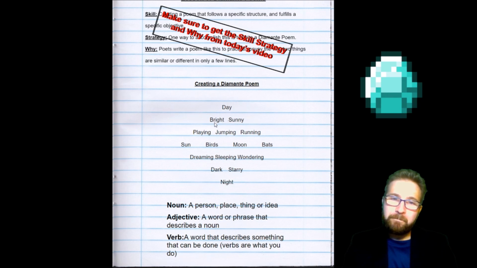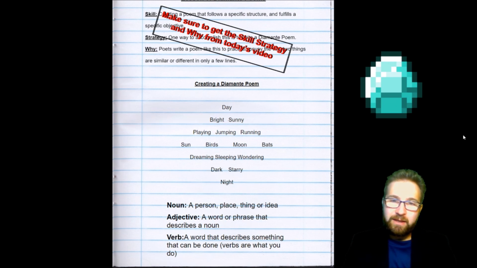Day, bright, sunny, playing, jumping, running. Sun, birds, moon, bats, dreaming, sleeping, wandering. Dark, starry, night. So what this poem is doing is it's doing two things.